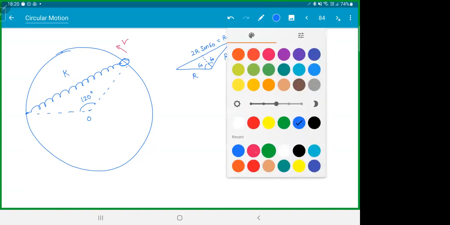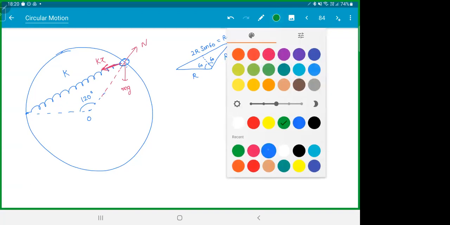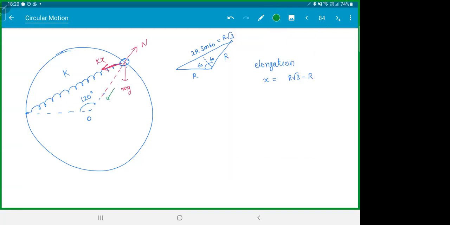What are the forces acting on this bead? Spring force, Kx. The normal reaction towards the center. Your own weight mg. That's it. Any other force? There are 3 forces. Since it is going in a circle, there will be a centripetal acceleration a_c, which is v square by r, and a tangential acceleration a_T.